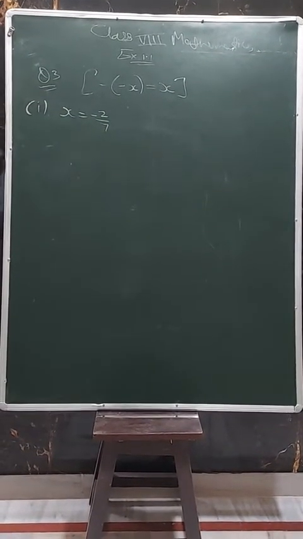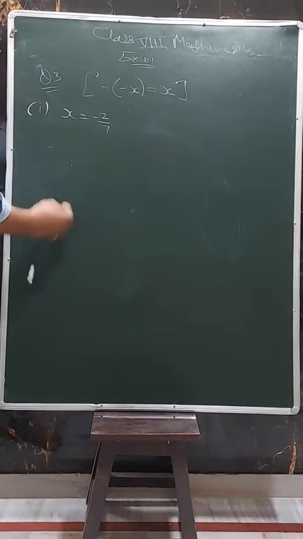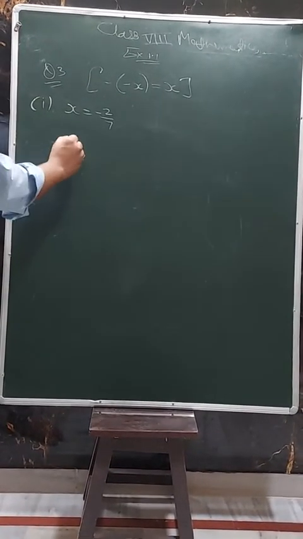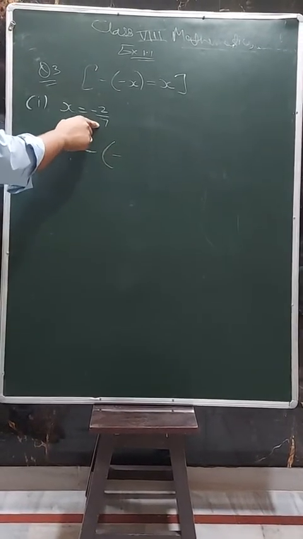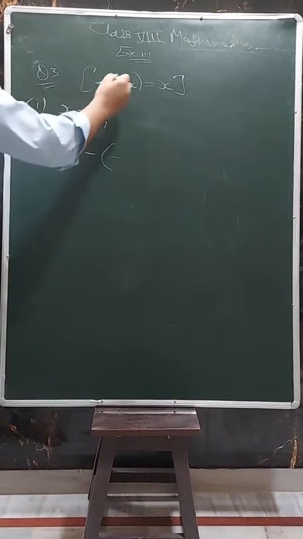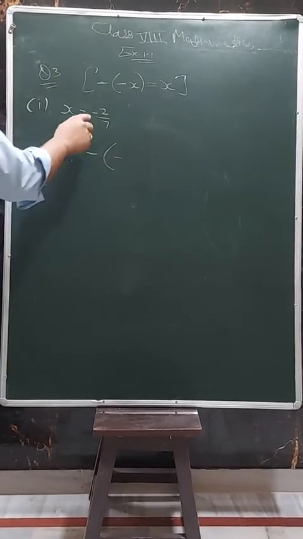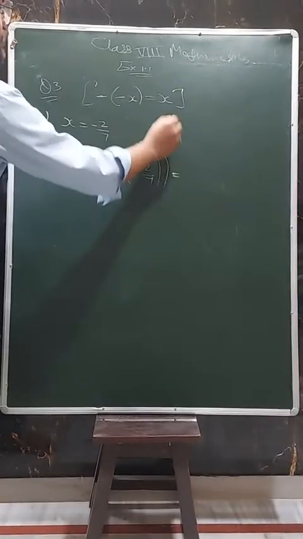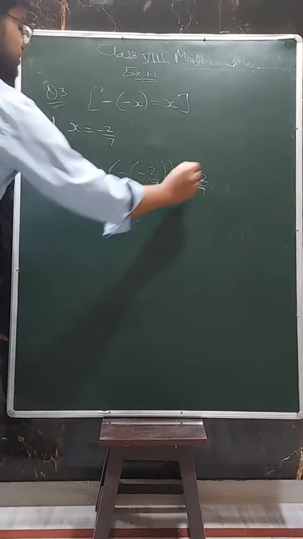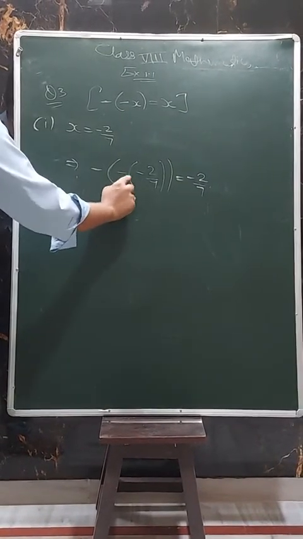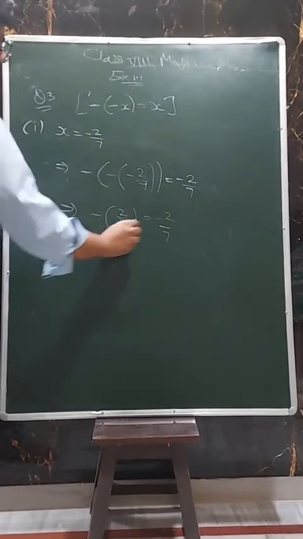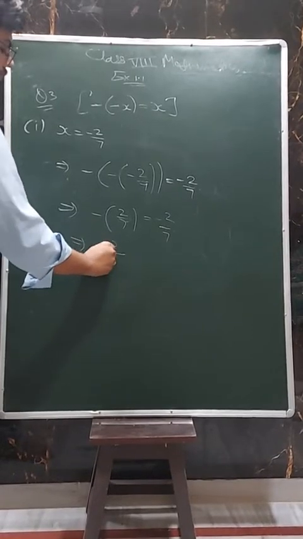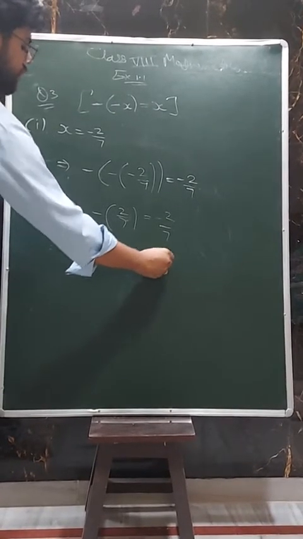Now put that value in the given question here. So we have to put the value minus, then minus. What is the value of x? Minus 2 upon 7. These are the formula of minus only. Now one more minus 2 upon 7 we have to prove is equal to the x value, minus 2 upon 7. Now look at that. This minus will be what? Plus. And this is also minus 2 upon 7. Now again minus 2 upon 7. And here also what? Minus 2 upon 7.